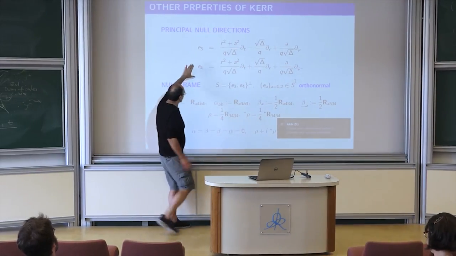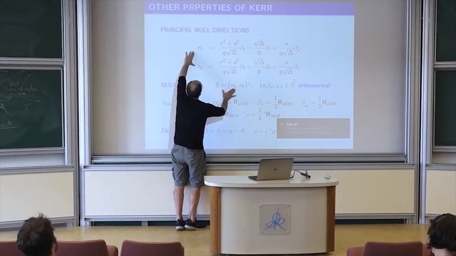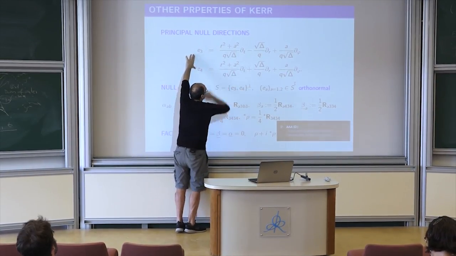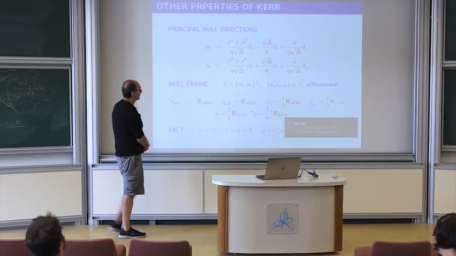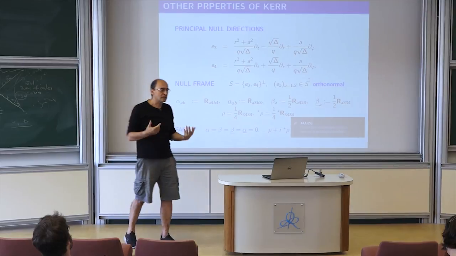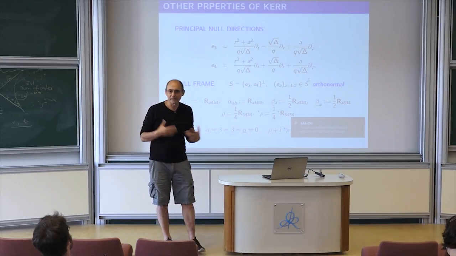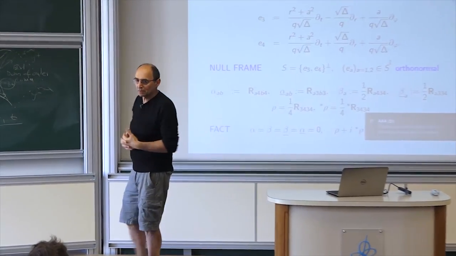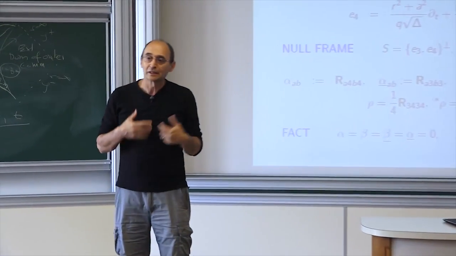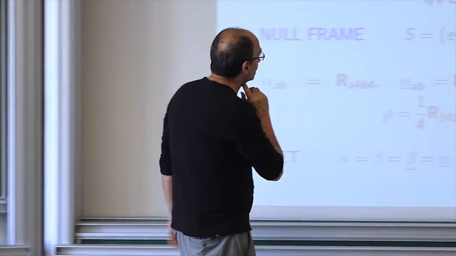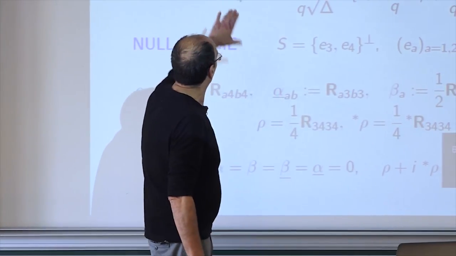So in the particular case when I pick my null pair to be exactly this one, then a remarkable thing happens with the curvature. The curvature, in principle, is very complicated and has lots of components. Normally in four dimensions it has 20 components. Because of Ricci flat, it should have 10 components. But it turns out that almost all of them are zero in this frame.